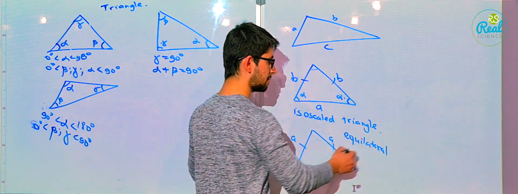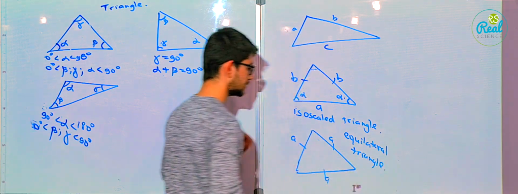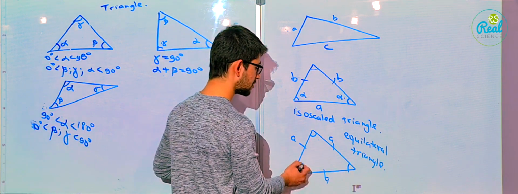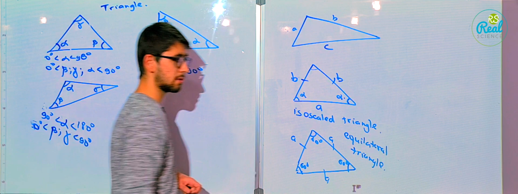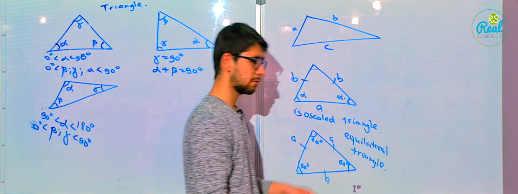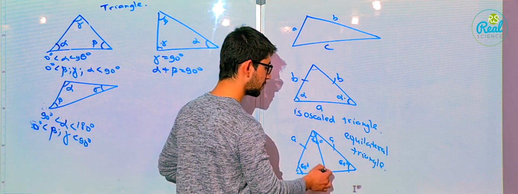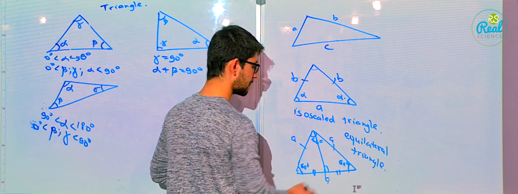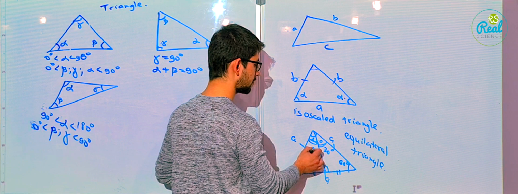Equilateral triangle, okay? Each side and each angle. So each internal angle equals 60 degrees. Why 60 degrees? Because they are equal and the sum of them equals 180 degrees. So you divide by 3, you get 60 degrees for each angle: 60, 60, 60. If you drop an altitude, this altitude will also be a median and it will be a bisector too, okay? 30 degrees, 30 degrees.